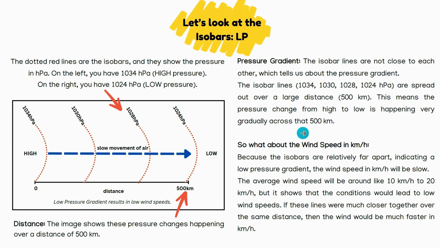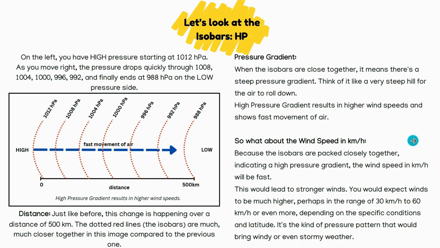So what about the wind speed? Because the isobars are relatively far apart, indicating a low pressure gradient, the wind speeds will be slow. The average speed will be around 10 to 20 kilometers per hour. It shows that the conditions would lead to low wind speeds. If these lines were much closer together over the same distance, then the wind would have been much faster. And that you will see in the next image.